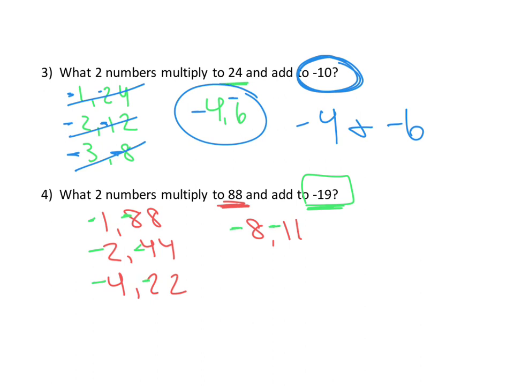And then we need to multiply together to give us 88 and add together to give us negative 19. Negative 1 plus negative 88, nope. Negative 2 plus negative 44 is not negative 19. Negative 4 plus negative 22, no, but negative 8 plus negative 11 is. So negative 8 and negative 11, if you multiply, will give you positive 88, and when you add, will give you negative 19.